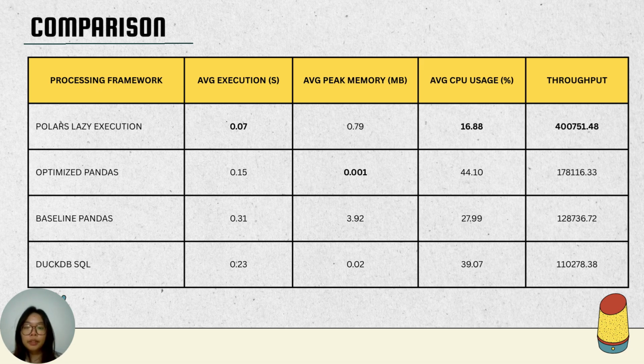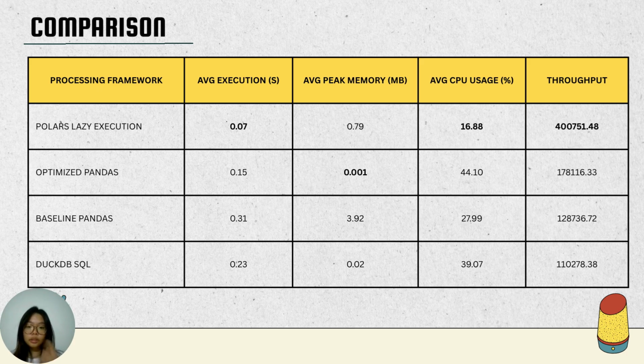So this table summarizes the performance comparison of the different data processing approaches. First, in absolute processing speed and high concurrency, Polars clearly stands out as the best performer. It achieved an average execution time of just 0.07 seconds, delivering an impressive throughput of over 400,000 rows per second, while utilizing only 16.88% CPU resource. This demonstrates its exceptional efficiency in handling data-intensive workloads.